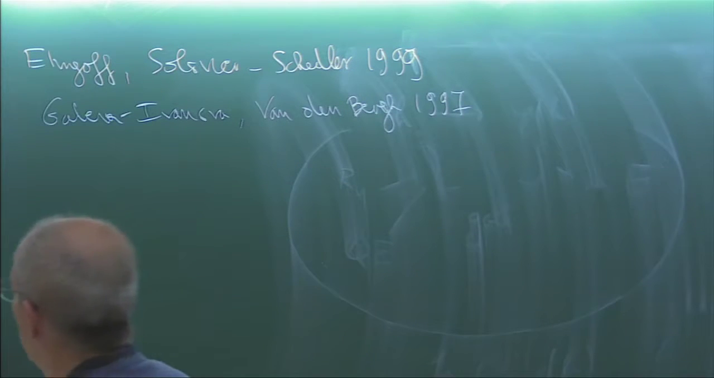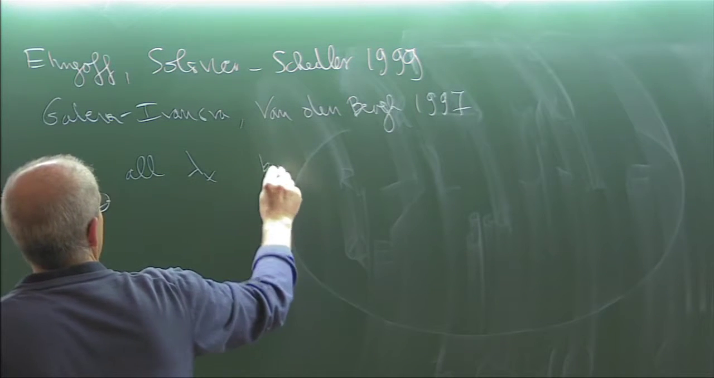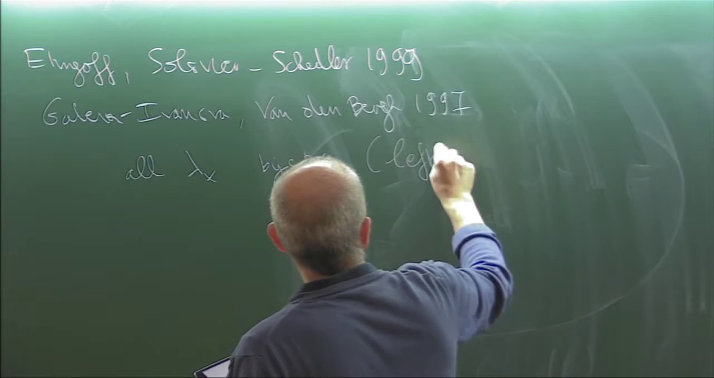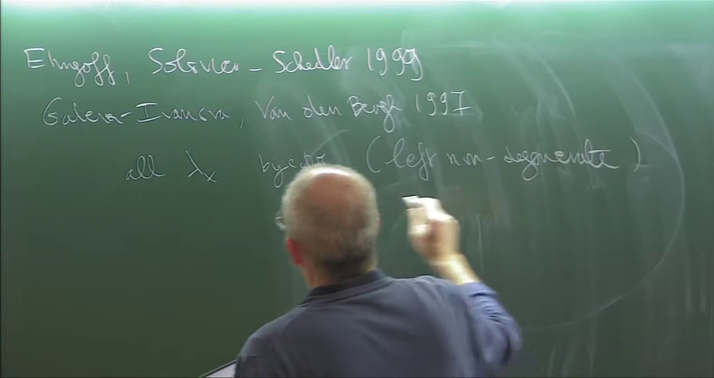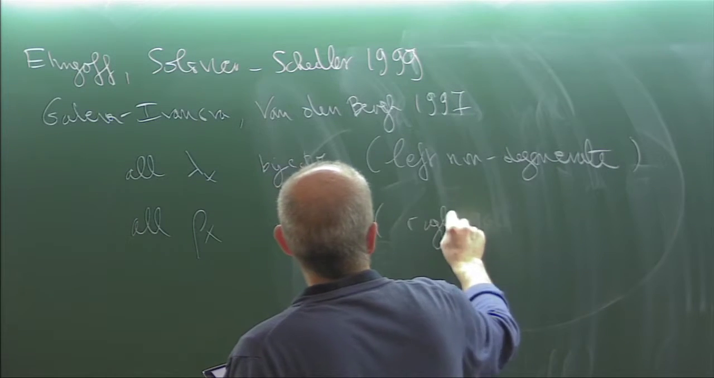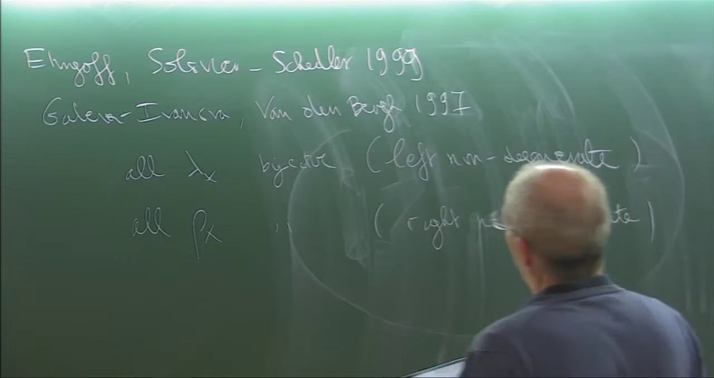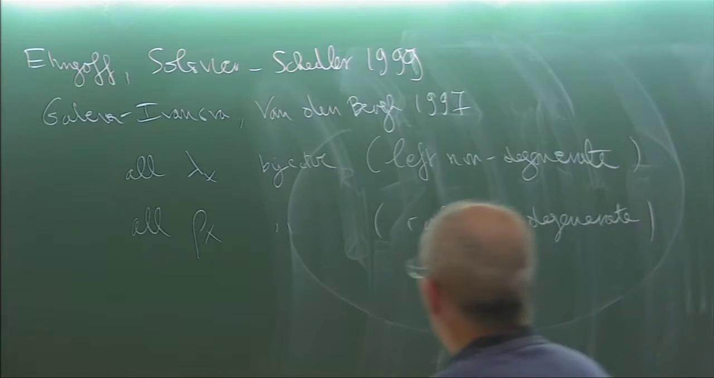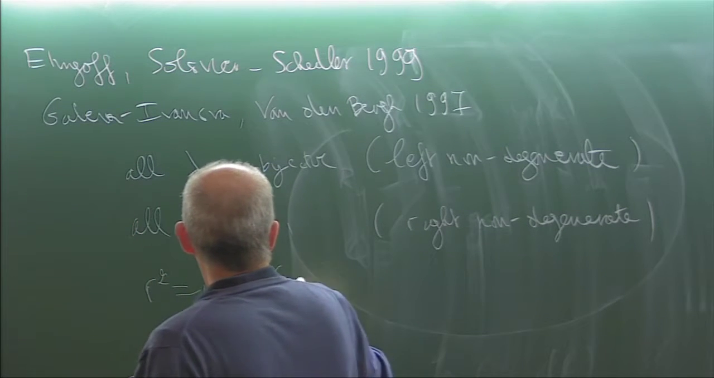And they looked at solutions where all lambda x are bijective, and one calls the solution then left non-degenerate. If all rho x are bijective, one says right non-degenerate. And non-degenerate means lambda x and rho x are bijective. They also looked mainly at this case where R squared is the identity, involutive.